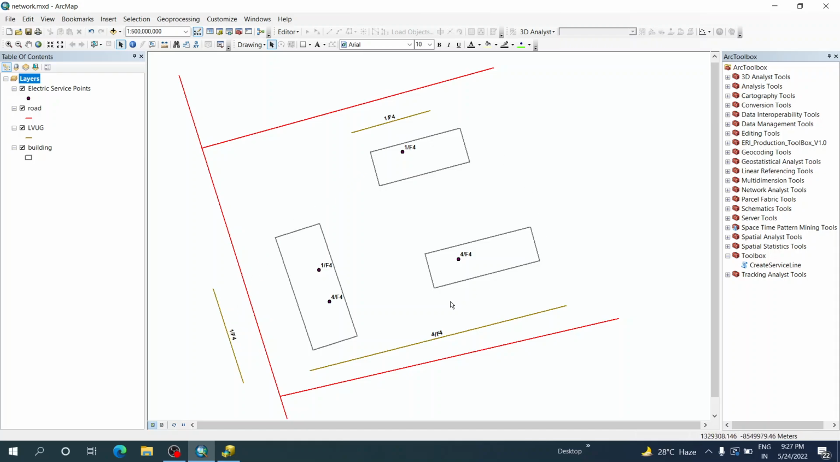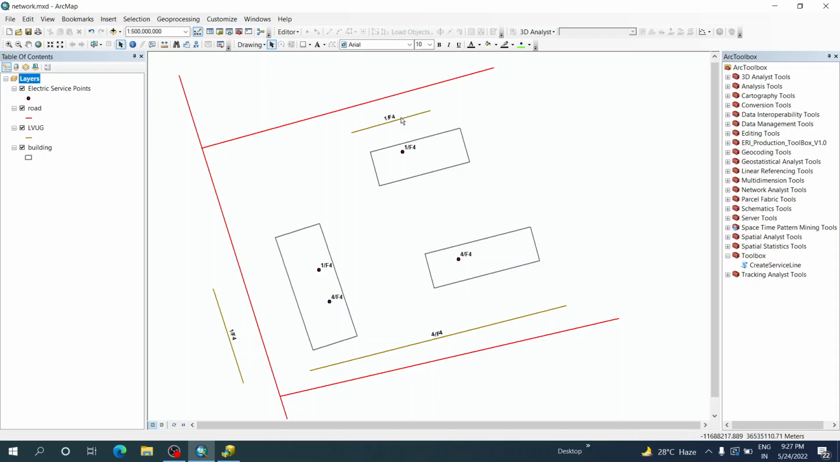And here are the electrical distribution points. You can see some labels there as well. For example, this point is substation 4, feeder 4. This one is substation 1, feeder 4. This one is also substation 1, feeder 4. So this point, substation 1, feeder 4, should be connected to substation 1, feeder 4.